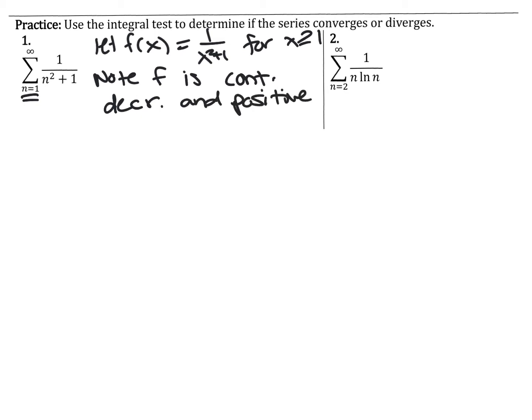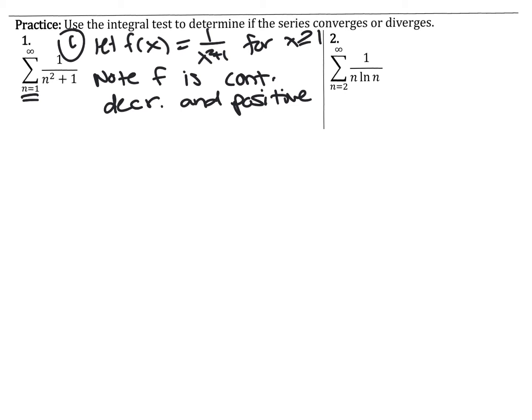All 3 things need to be true. You don't need to prove that they're true. If I look at this, if I plug in 1, if I plug in 2, the denominator is getting bigger. So it's definitely decreasing. Regardless of the type of number we're plugging in, it's always going to be positive, and it is continuous everywhere. So those 3 things are true. So this is the very first thing you need to do. Define your function and state your conditions.